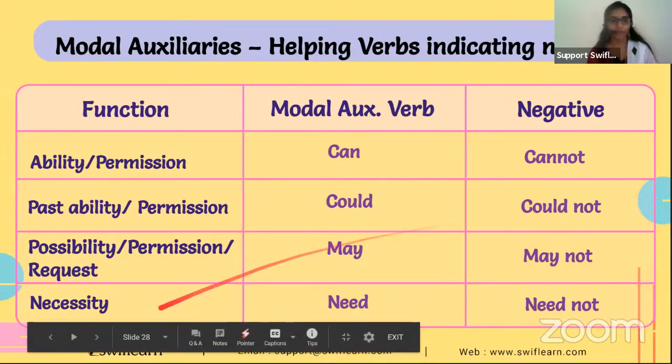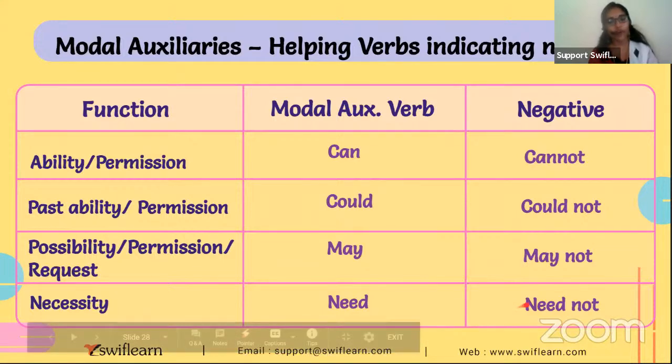not in the negative. And if we want permission or possibility or request, there we use may as the modal auxiliary verb, and in the negative, obviously it becomes what? May not. And necessity. When we have some necessity, there we use what? Need as the modal auxiliary verb, and need not as the negative auxiliary verb we use.